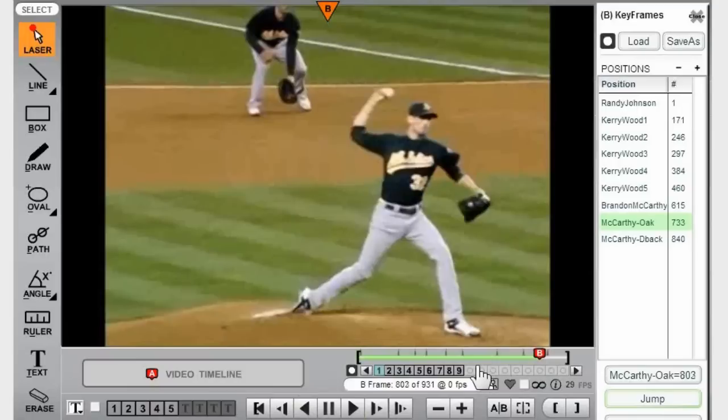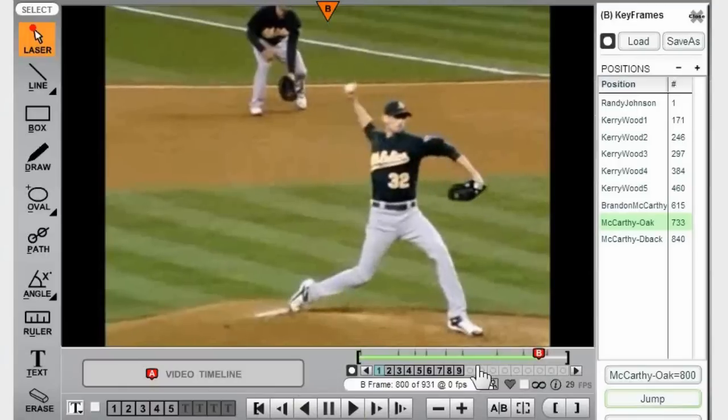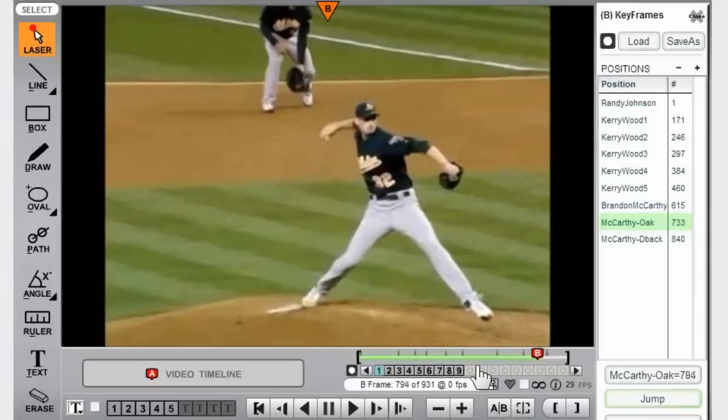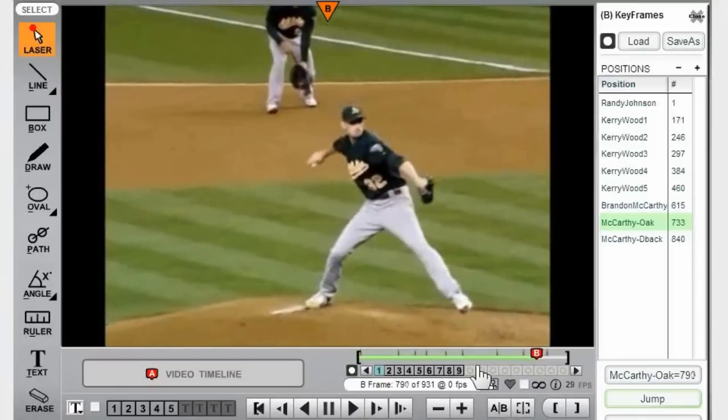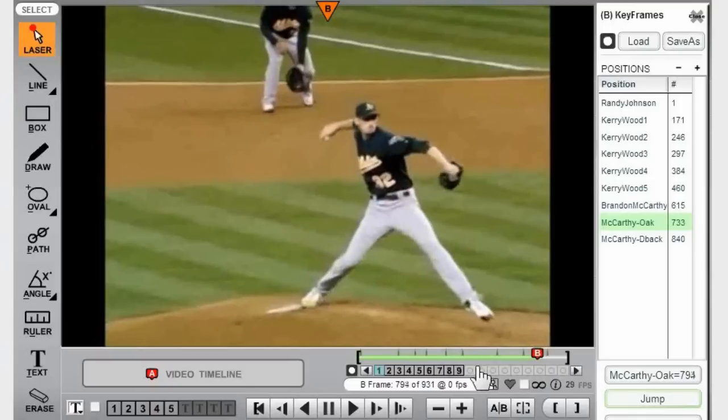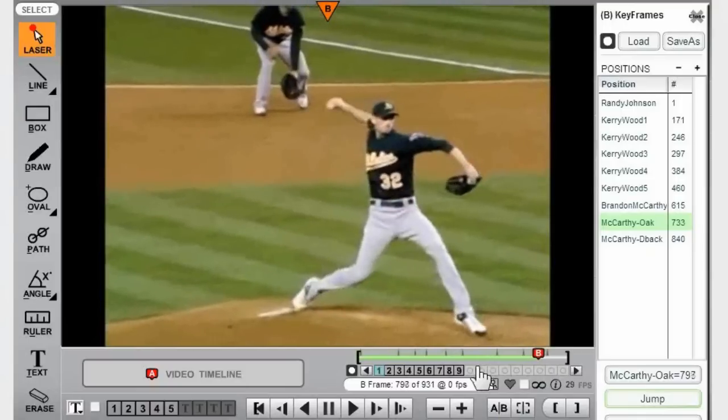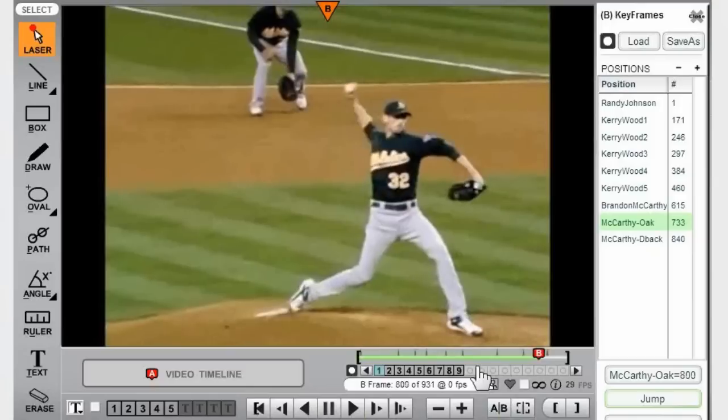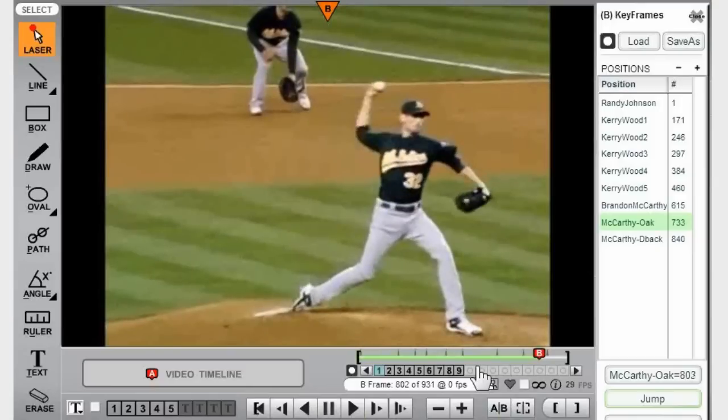Actually, this video here is interesting that we're looking at, because this is Brandon McCarthy, another guy who stays very tall in his pitching motion. If you look at him here, at front foot plant, and that toe is pointed at home plate again, what you notice is he's very tall in his delivery, but as he comes out of his leg lift, you will see him engage the back leg.